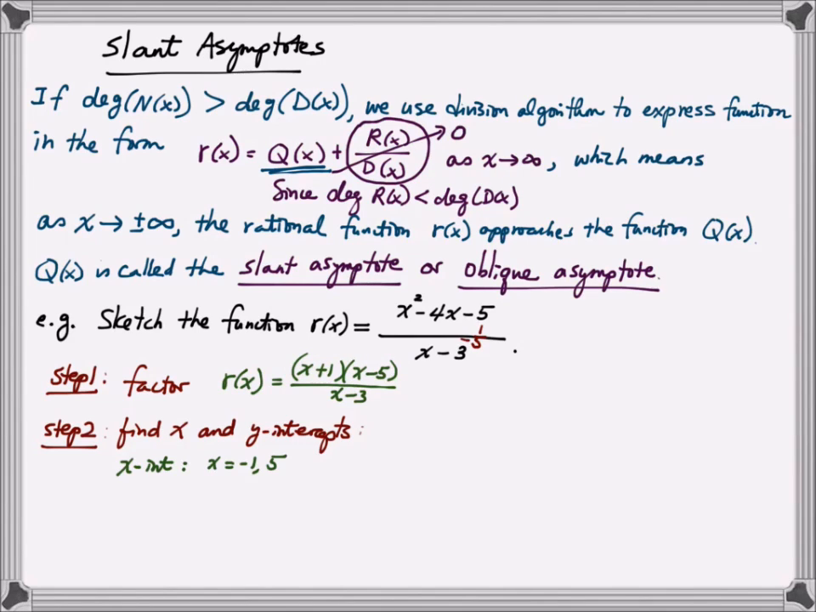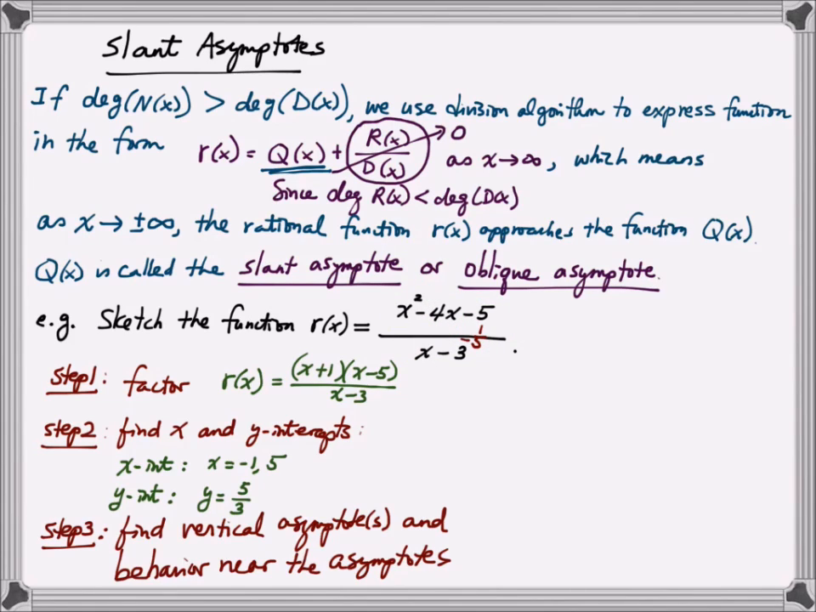For the y-intercept, that's when we set the x value equal to 0. So if we go back to the original rational function r of x and simply replace all x with 0, then we're left with the constant coefficient, which is -5 over -3, which reduces down to positive 5 over 3. Next, we find the vertical asymptotes and the behavior near the asymptotes.